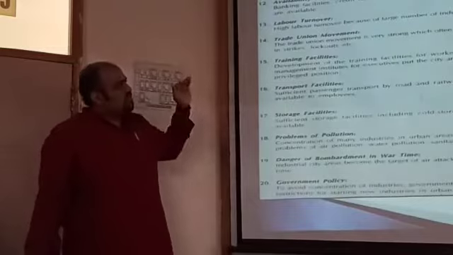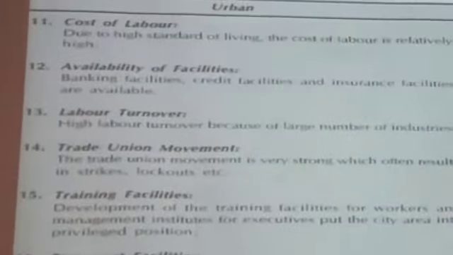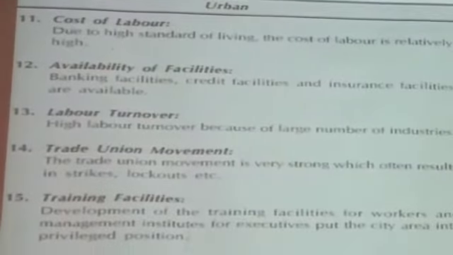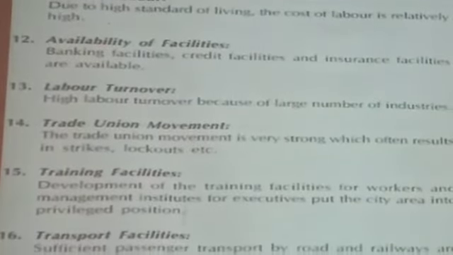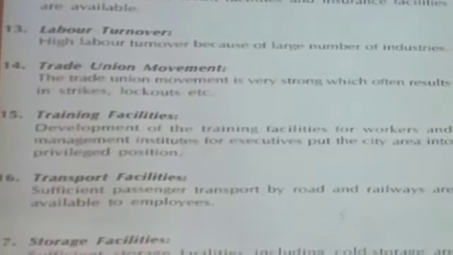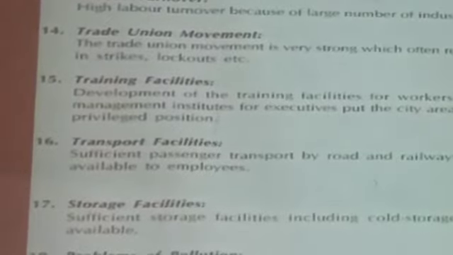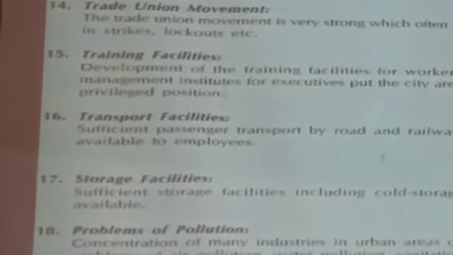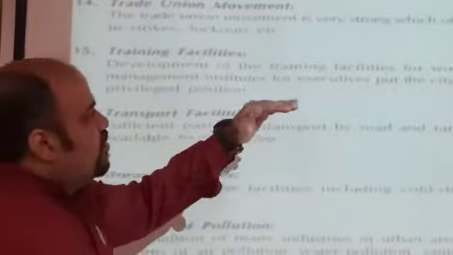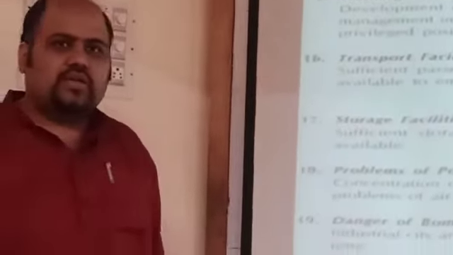Okay, so cost of labor is already discussed. We see that the cost of labor is very high in urban areas, and in rural areas it is very less. Availability of facilities: banking facilities, credit facilities and insurance facilities are readily available in the urban areas, which is not the case in the rural areas. And typically what will happen is, if it is a village area, we have to transmit the facilities from the nearby urban counterparts.